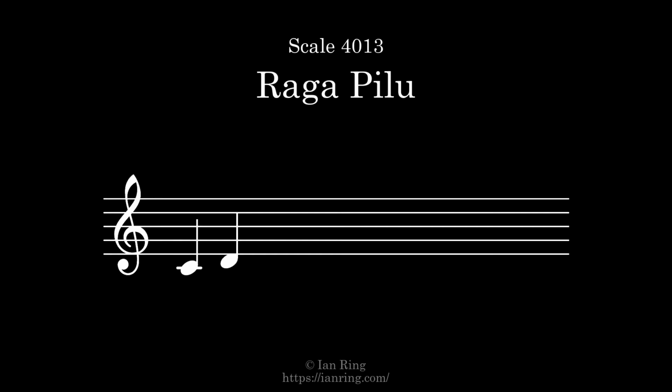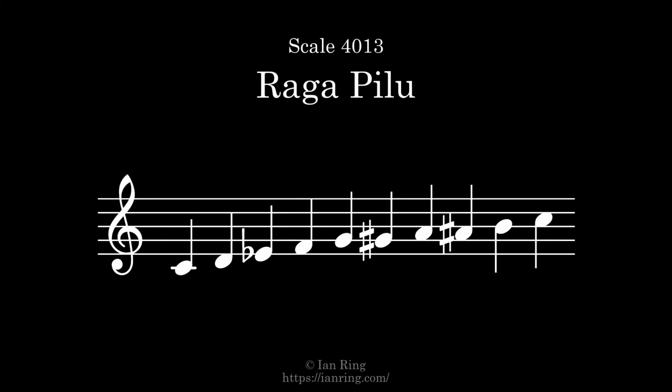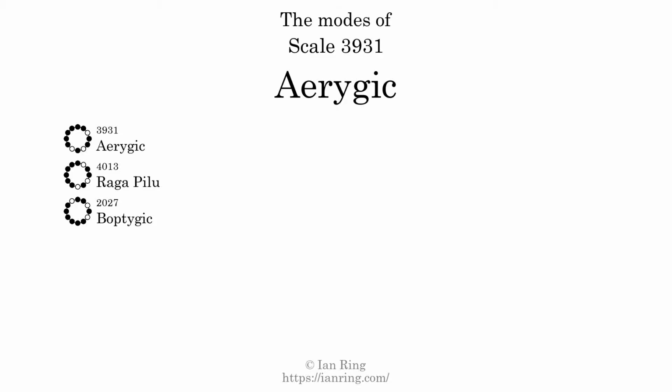This scale has 9 modes. The first mode is itself. The second mode is scale 4013, also known as Raga Pilu. It sounds like this. The third mode is scale 2027, also known as Aerygic. It sounds like this.